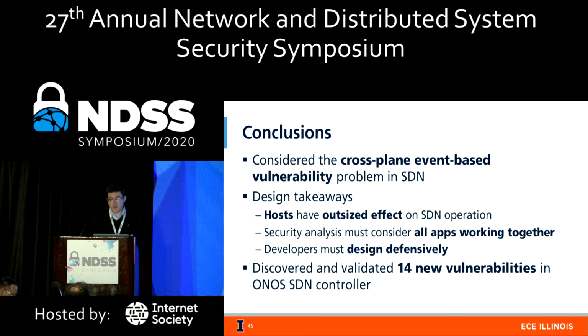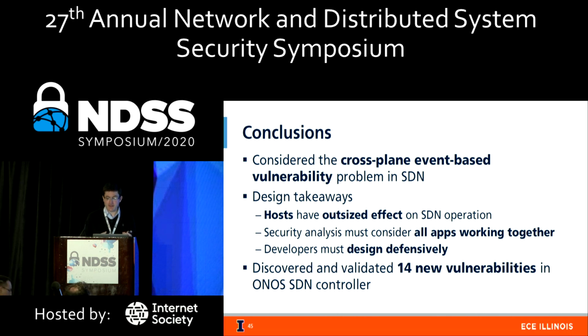So to recap today's talk, we considered the cross-plane event-based vulnerability problem in SDN. From a systems design perspective, what takeaway should we get from this? First, it's clear that hosts can have an outsized effect on the control plane's behavior if their data plane input is assumed to be trusted. When we do a security analysis over the entire SDN control plane, we should also consider how all of these apps work together collaboratively or maybe not.